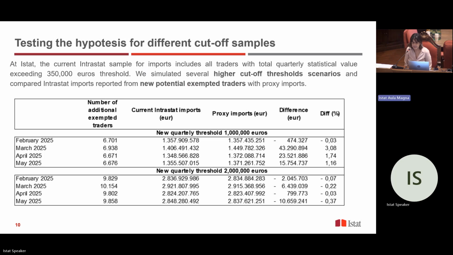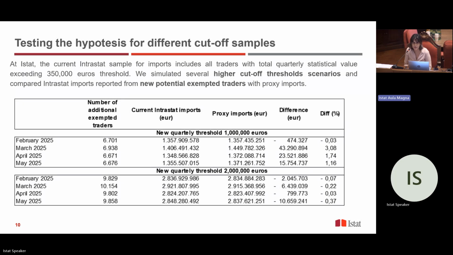Samples. Interstat samples are basically cut-off samples. Economic operators which trade above a certain threshold are in the sample, have to report, while all the other ones are exempted from the survey. And the present threshold in Italy is 350,000 euros quarterly.